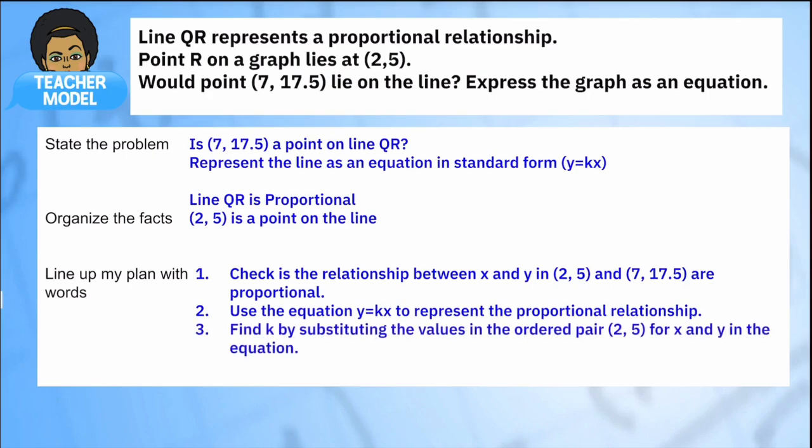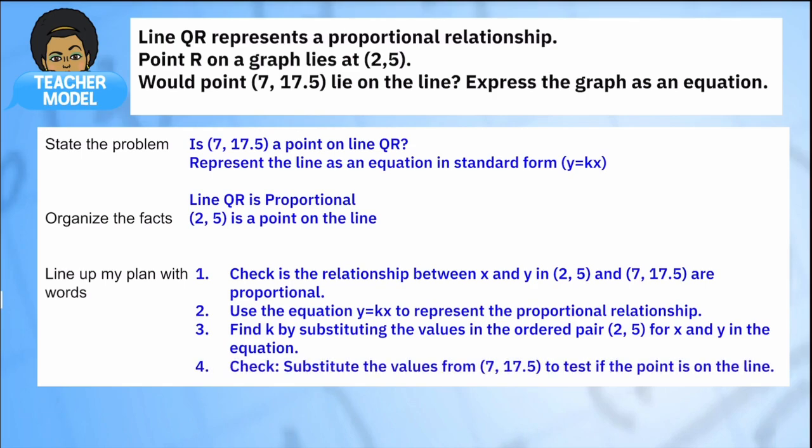And I'm going to find k by substituting those ordered pairs. I'm going to use the 2, 5 for x and y in the equation, and I'm going to use that to find out what k is. And I'm going to do the same thing, substituting the values for 7 and 17 and 5/10, to test if that k is the same. Because if the k's are the same, then they are on the same line.